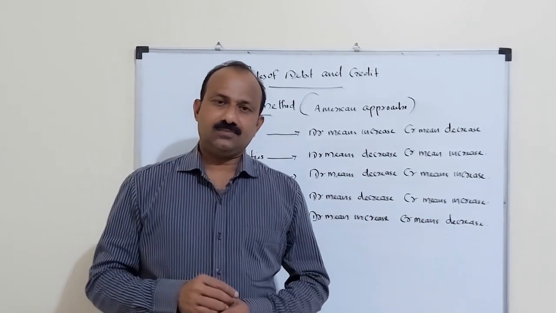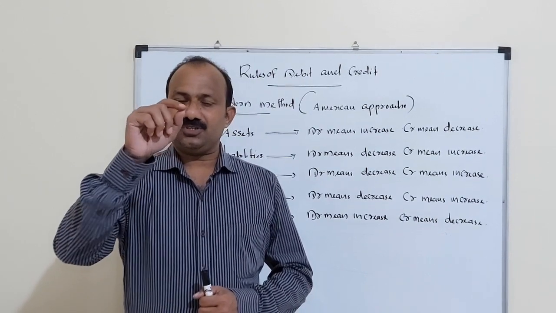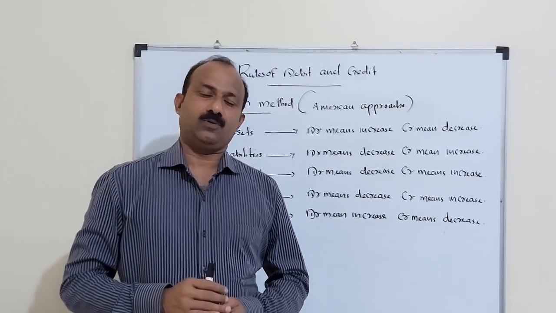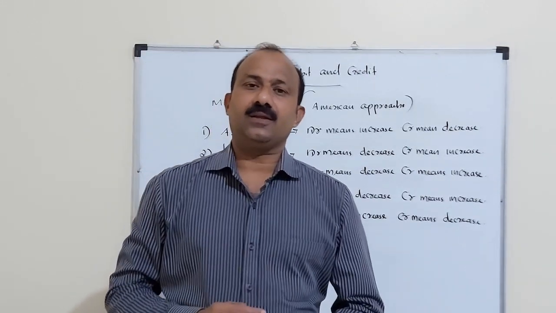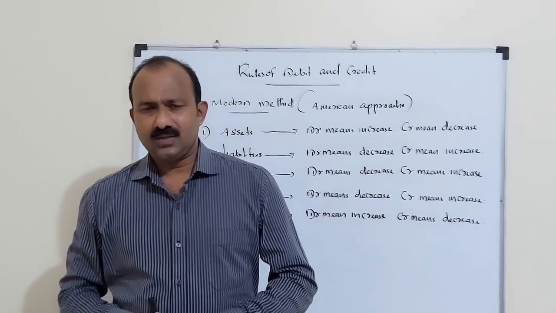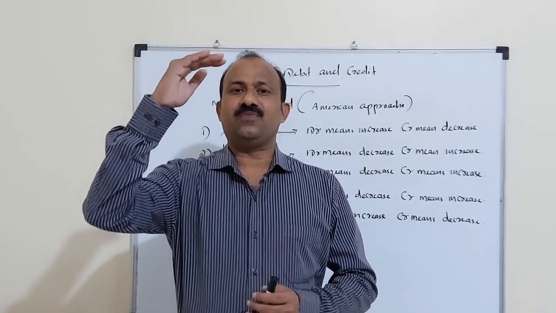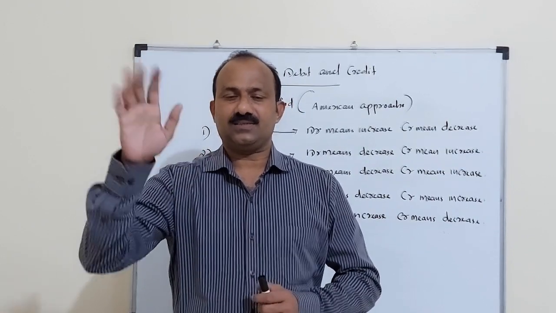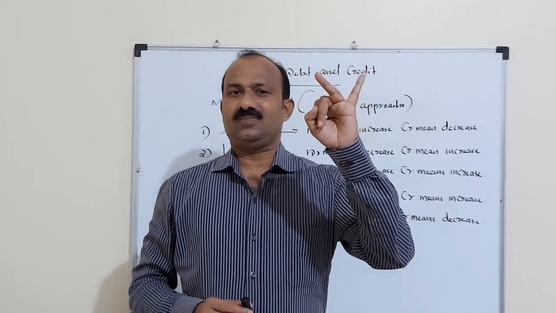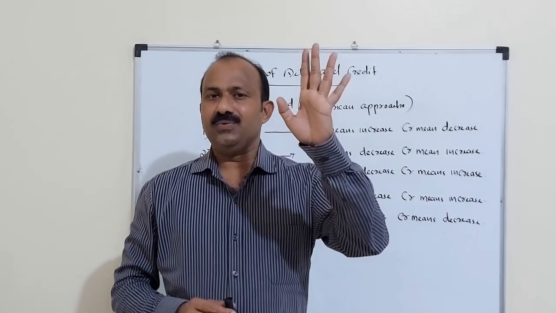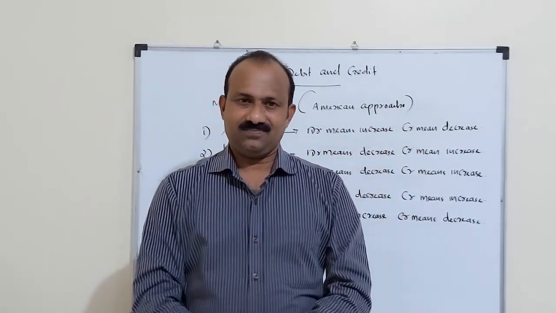Next we can discuss the modern approach. The modern approach is otherwise known as the American approach. Normally at the international level we are using the American approach or modern approach. The modern approach says that accounts are classified into 5 categories: assets, liabilities, capital, revenue and expenses. 5 heads of accounts are there.